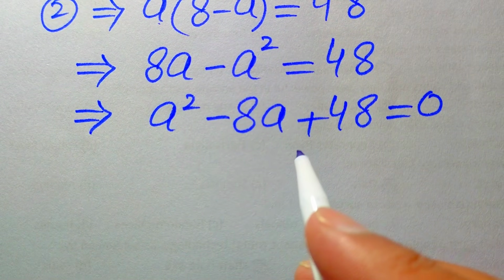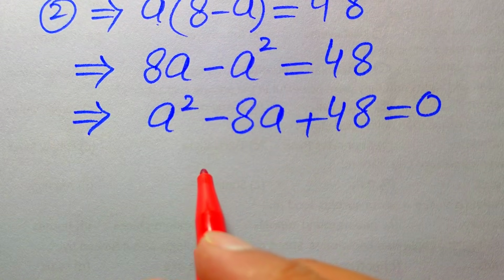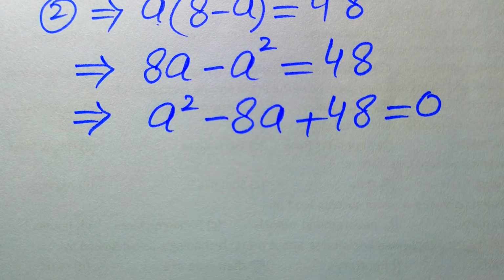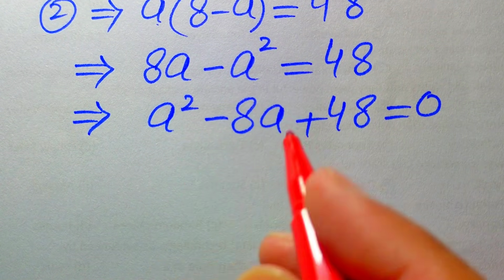So here we need to solve this quadratic equation for the values of a, and then we use these values in equation number 3 and we get the values of b. So you know that there are three methods to solve the quadratic equation. The first method is the factorization method, the second one is the completing square method, and the third one is applying the quadratic formula. So here we use the quadratic formula to solve this type of question.